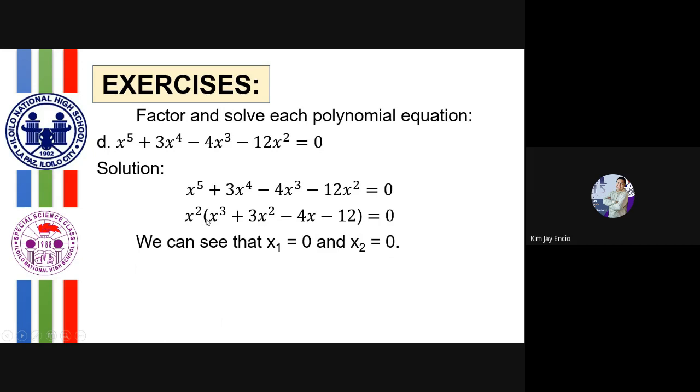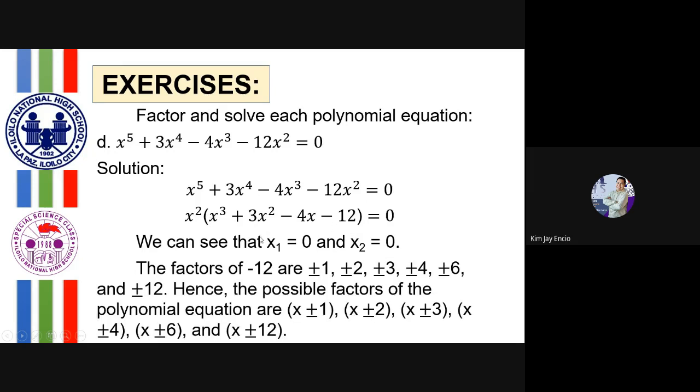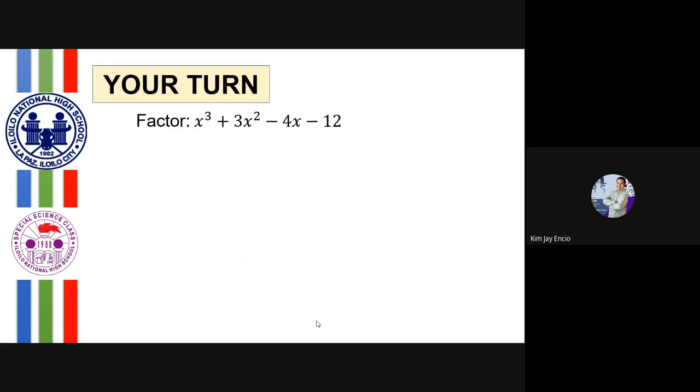And you see that the leading coefficient is 1 here, and the constant is negative 12. So you look for the factors of negative 12, which are plus minus 1, plus minus 2, plus minus 3, plus minus 4, plus minus 6, plus minus 12, and just attach an x in front of them. Your possible factors are x plus minus 1, x plus minus 2, x plus minus 3, x plus minus 4, x plus minus 6, and x plus minus 12. And you could now do your own trial and error.